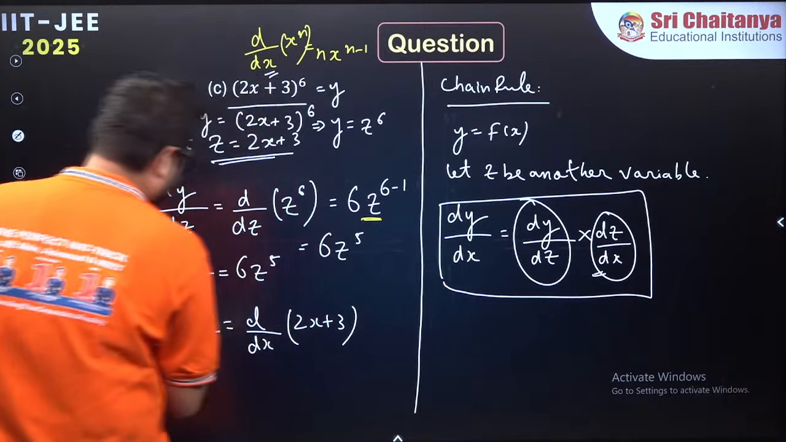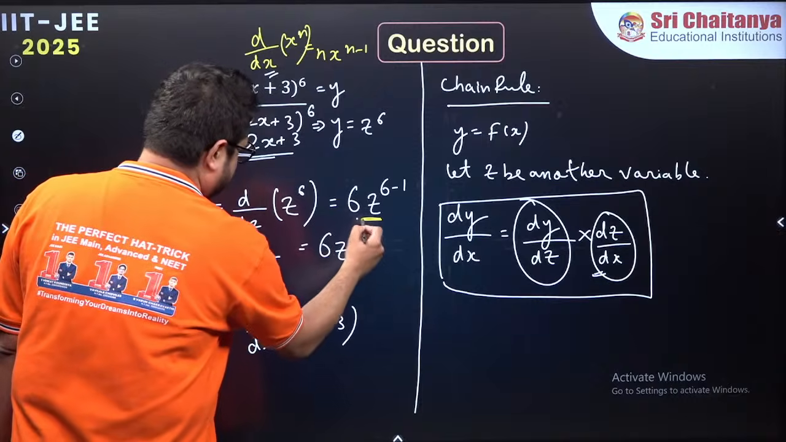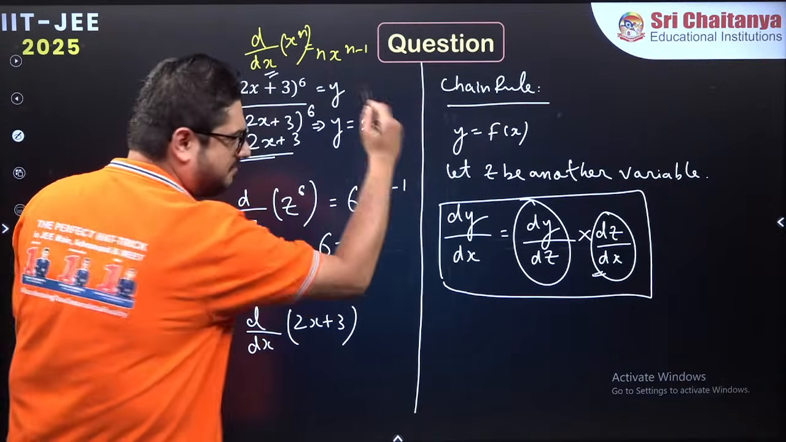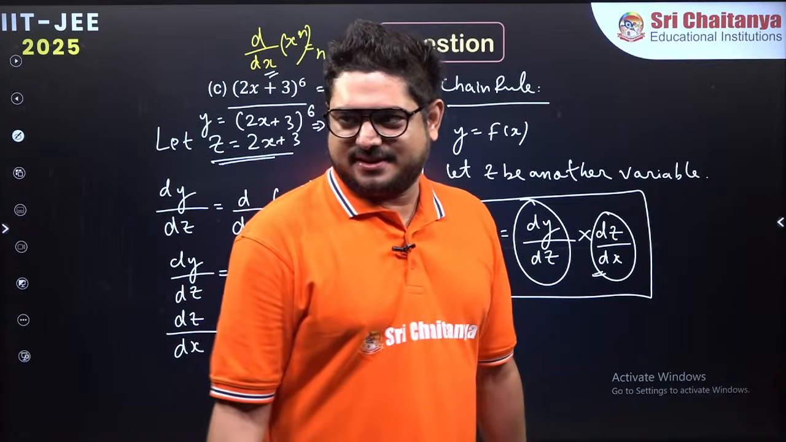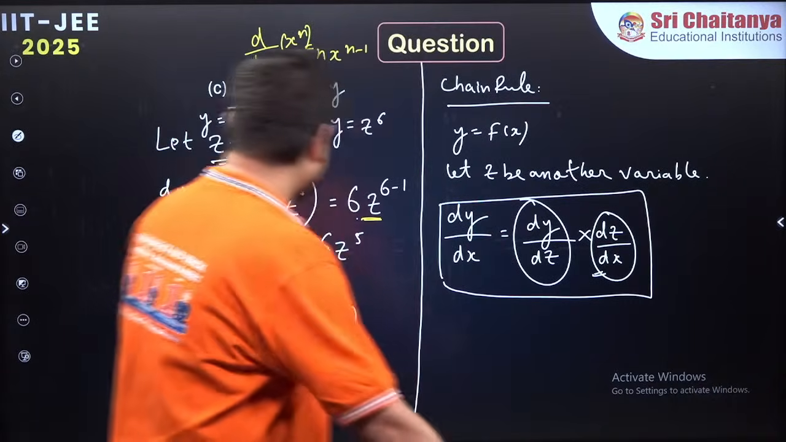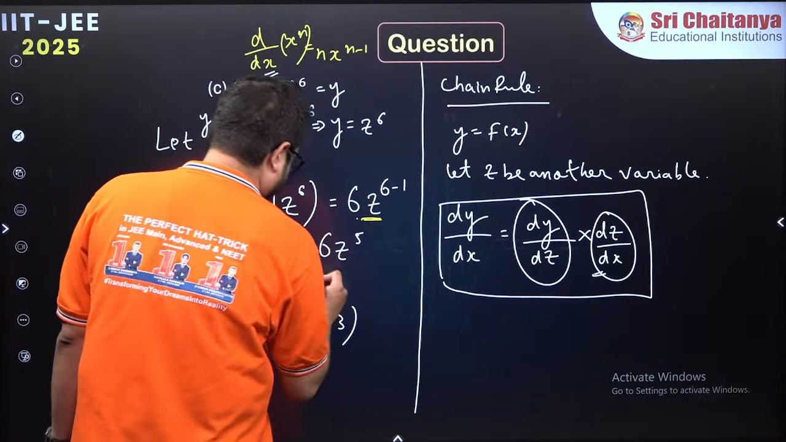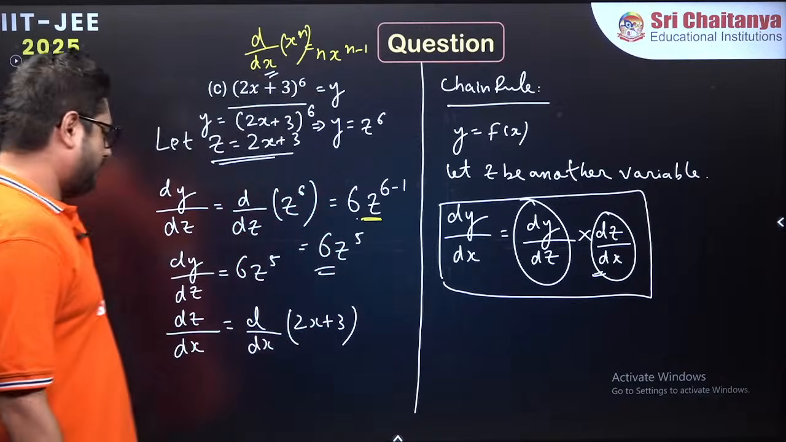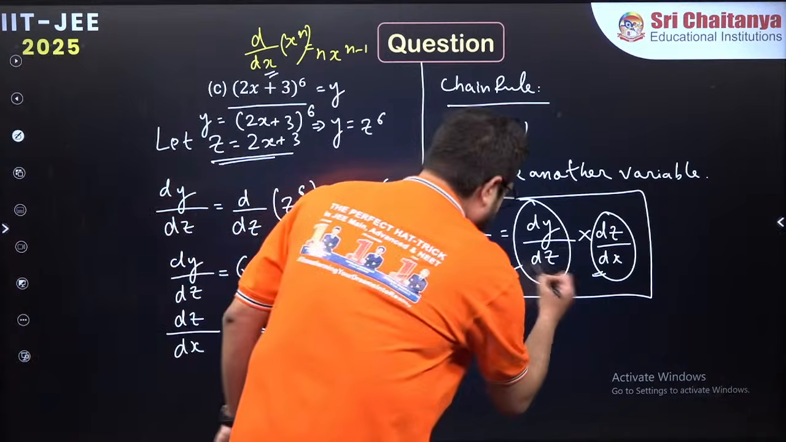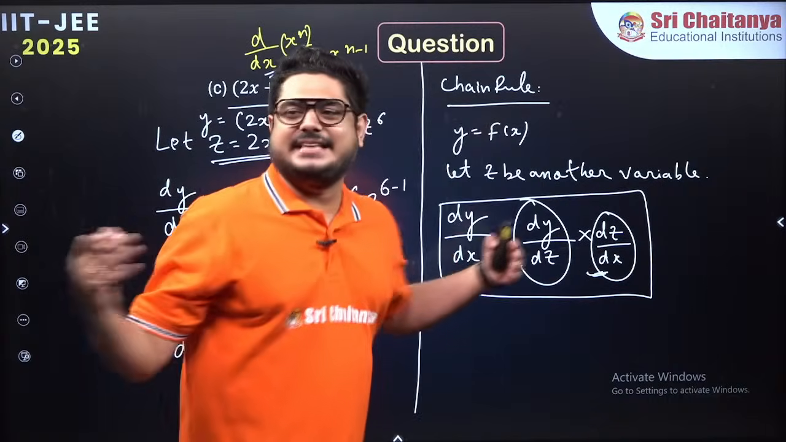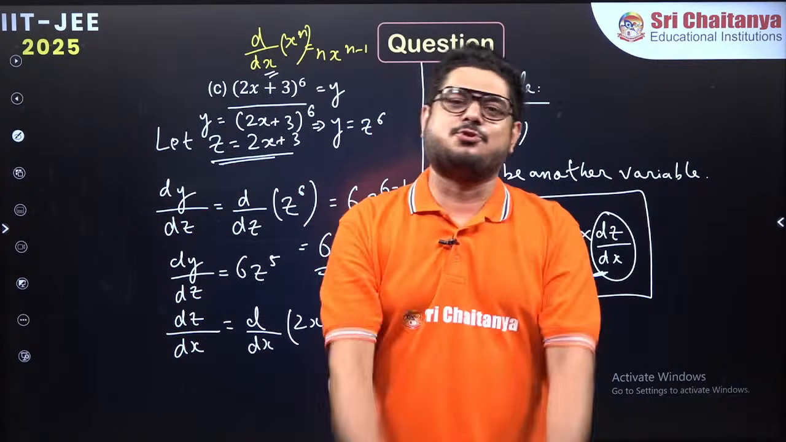So if you do this, what will I get? 6 into z to the power 6 minus 1. You know that 6 minus 1 is 5. Yes or no? So as a result, you got this as dy by dz. Now we need to perform dz by dx. This is done. After that we need to find this, then we will be multiplying this too.